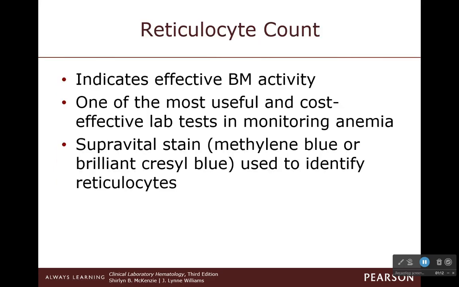All right, so the reticulocyte count, what does it do? It indicates effective bone marrow activity. So remember that 0.5 to 2.5% of your red cell count should be reticulocytes. It's one of the most useful and cost-effective lab tests in monitoring anemia. And we use a supravital stain, new methylene blue, or just methylene blue. They use brilliant cresyl blue, but nobody uses that in the lab. Most labs use new methylene blue, so that's what I teach you guys. That's what you will use in the lab.